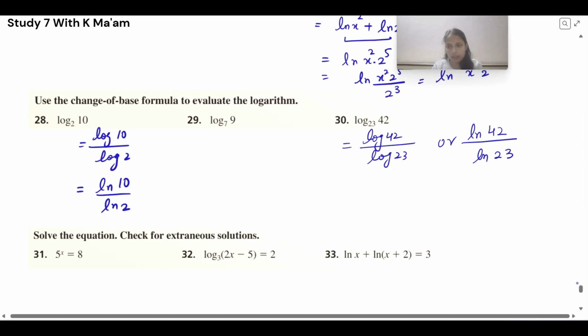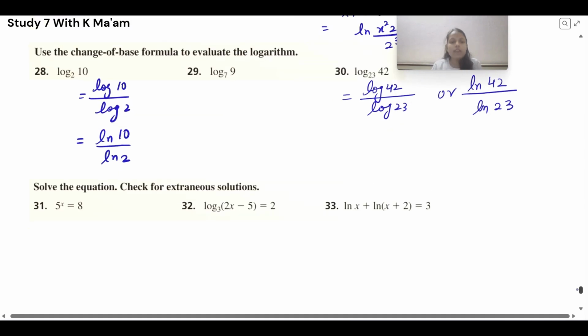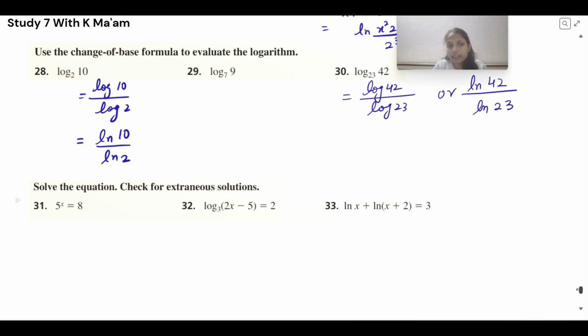Okay. Next, we have to solve and check the extraneous solution. Solve means find the value of the variable. The variable is x. How can you find x? Isolate x by taking log base 5 on both sides.